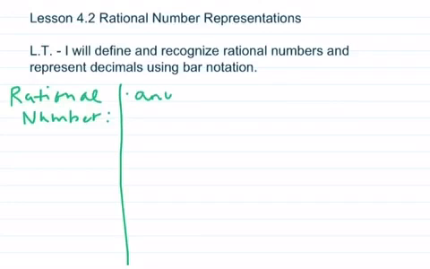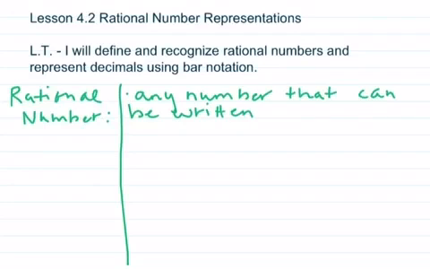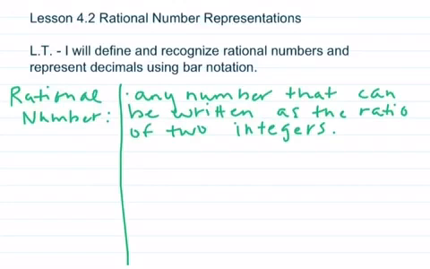A rational number is any number that can be written as the ratio of two integers. Okay, so remember a ratio, you're comparing two numbers. So if you really think about this, a ratio of two integers looks like a fraction, right?